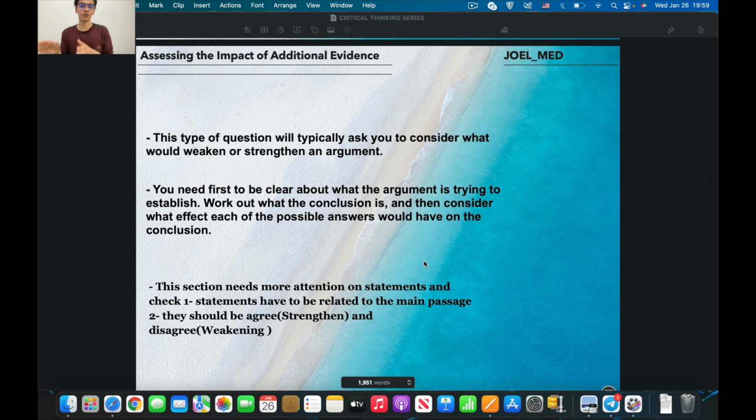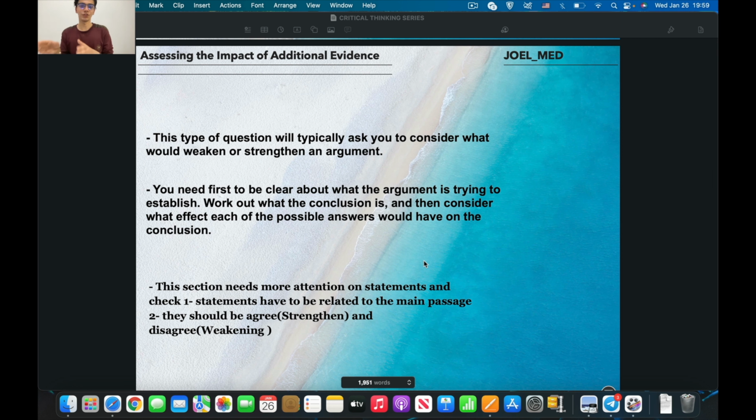You need to first be clear about what the argument is trying to establish. Work out what the conclusion is, and then consider what effect each of the possible answers would have on the conclusion. For example, with the possible answers or statements A to E, you have to compare them and see which would weaken or strengthen the main conclusion, or actually the whole passage.